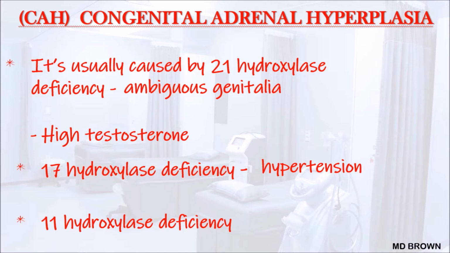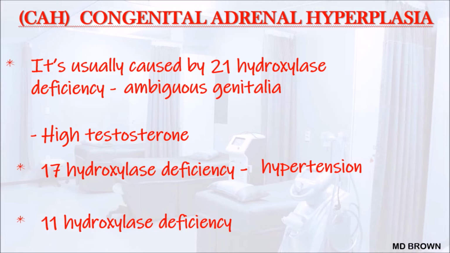So in 21, the 1 is at the end, so it means there will be ambiguous genitalia. In 17-hydroxylase deficiency, where's the 1 located? In front. So it means there will be hypertension. In 11-hydroxylase, there's 1 in front and 1 at the back, so it means it will present with hypertension and ambiguous genitalia. And it's important to note that the ambiguous genitalia, due to the high testosterone, will be seen in females with this condition.